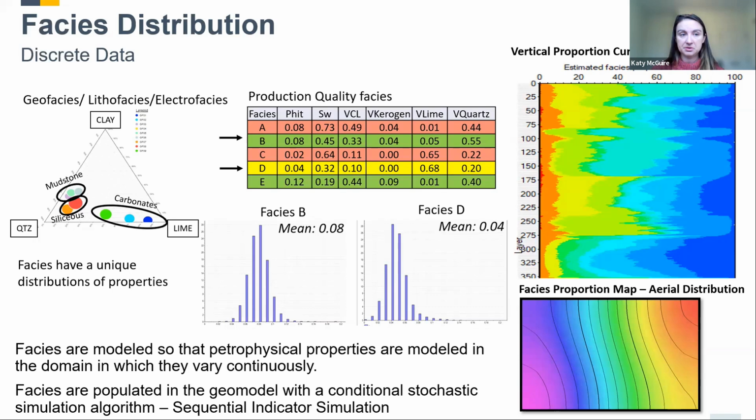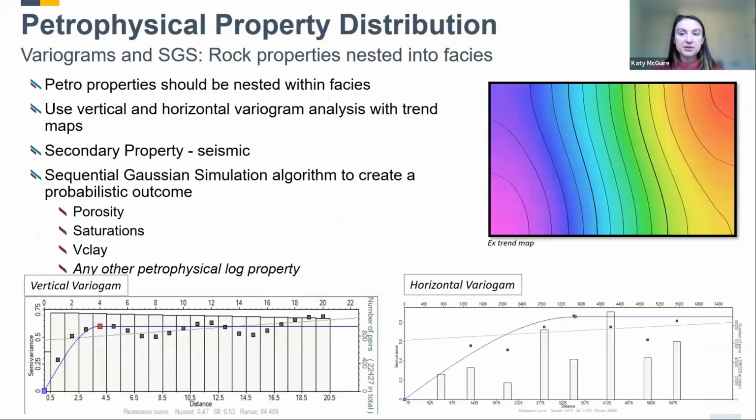Those make excellent resources. Petrophysical properties are nested into facies so that they are modeled in the domain where they vary continuously. We use geostatistical methods and horizontal and vertical variograms along with the 2D trend maps to distribute properties with sequential Gaussian simulation algorithms to create probabilistic outcomes. Primary properties that we distribute are porosity, water saturation, clay, and then nearly every other petrophysical property.